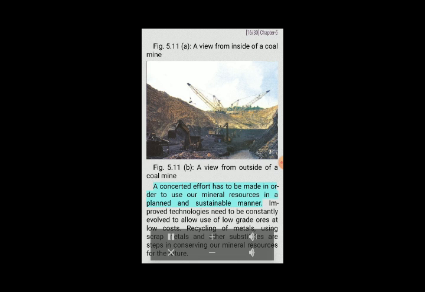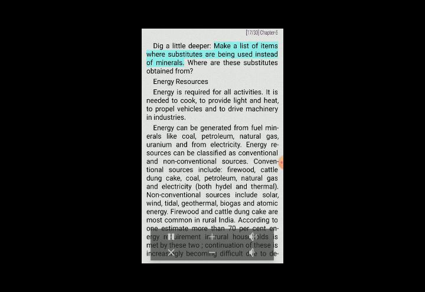A concerted effort has to be made in order to use our mineral resources in a planned and sustainable manner. Improved technologies need to be constantly evolved to allow use of low-grade ores at low costs. Recycling of metals, using scrap metals and other substitutes are steps in conserving our mineral resources for the future.